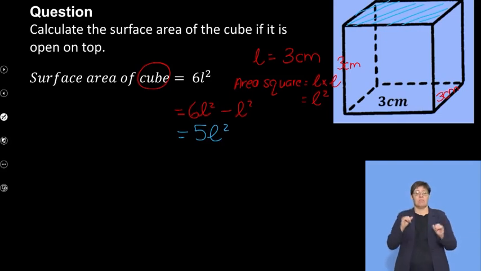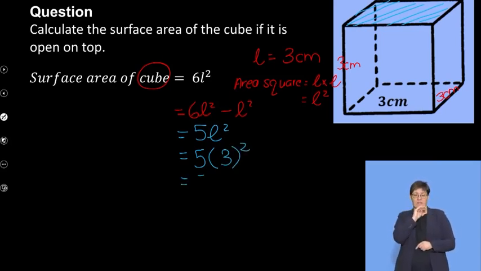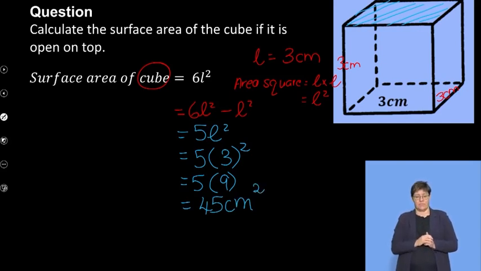And at this point, I'm actually allowed to substitute my length into the formula. So it's going to be 5 times 3 squared, which is going to be 5 times 9. And 5 times 9 is going to give me an answer of 45 centimeters squared. So we can know that the surface area of this cube is 45 centimeters squared.